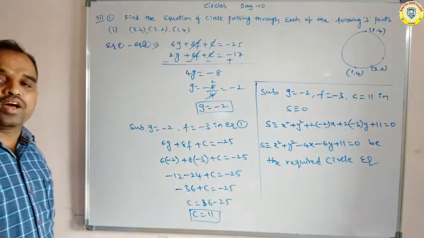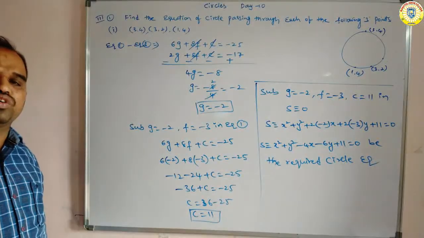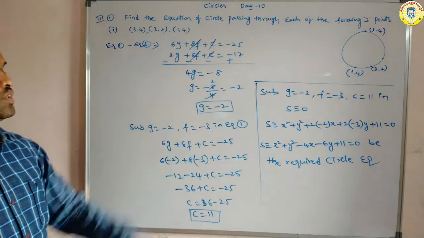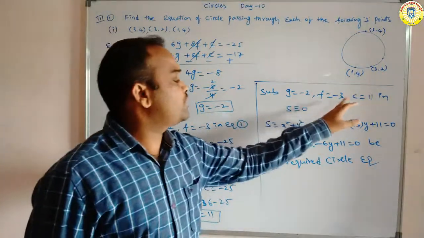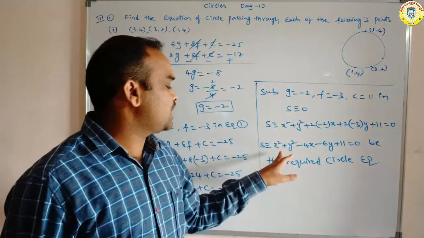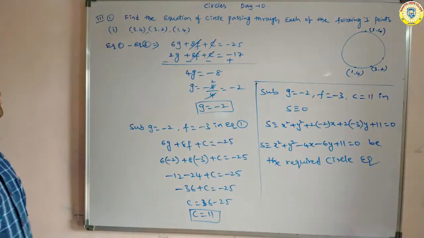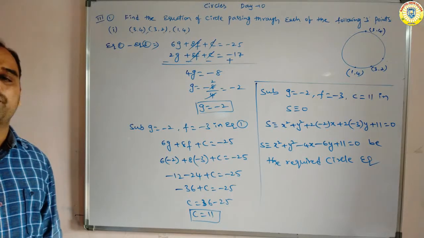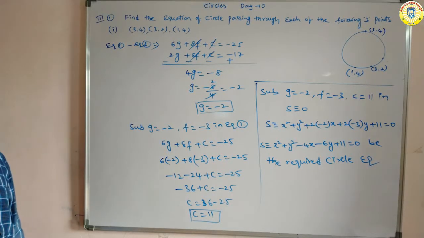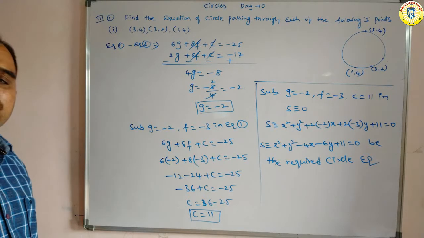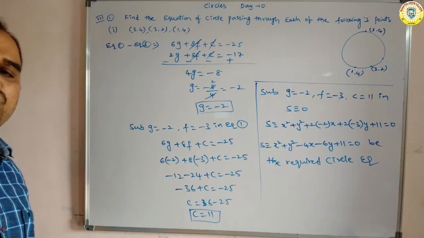So remaining 3 problems are there. Do the 3 problems as homework. So here g is equal to minus 2, f is equal to minus 3, so the required circle equation is x square plus y square minus 4x minus 6y plus 11 equal to 0. Okay? All of you note down clearly. So remaining 3 problems are there, try the 3 problems as homework.